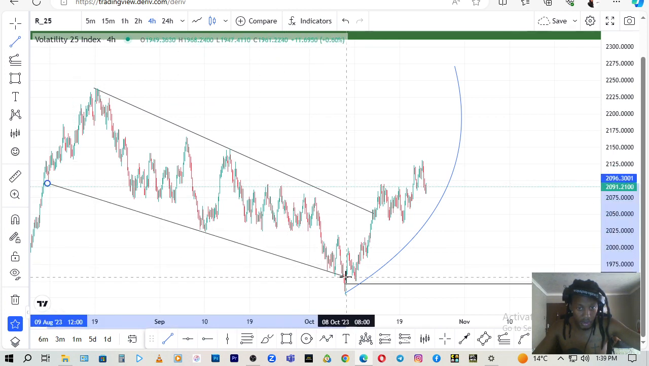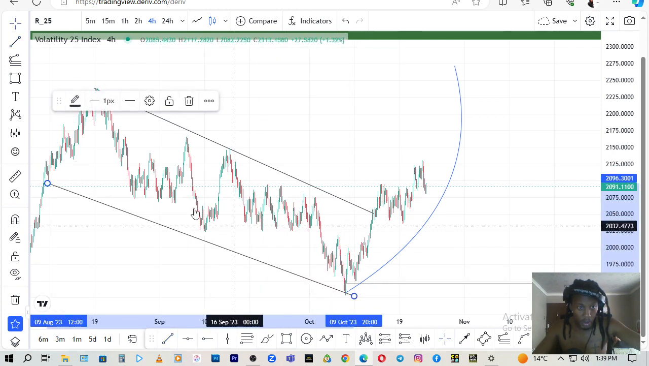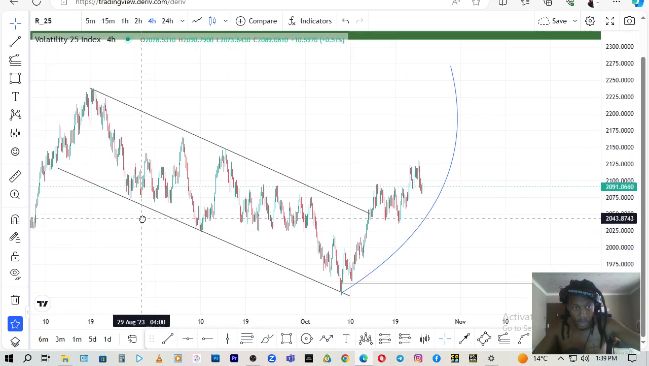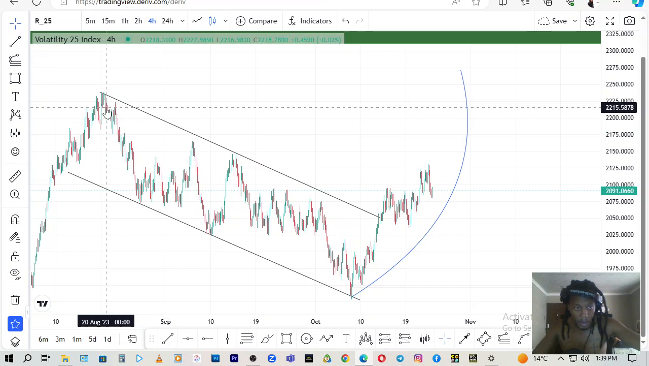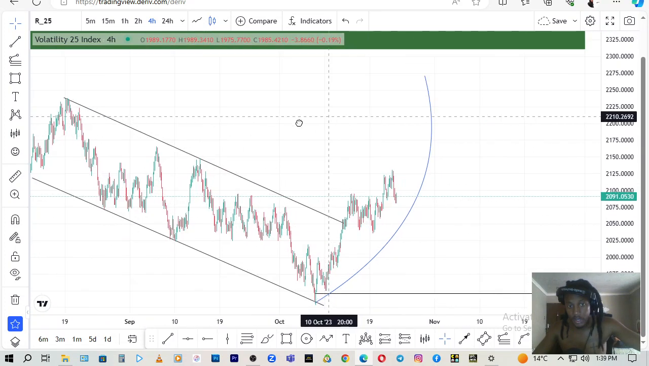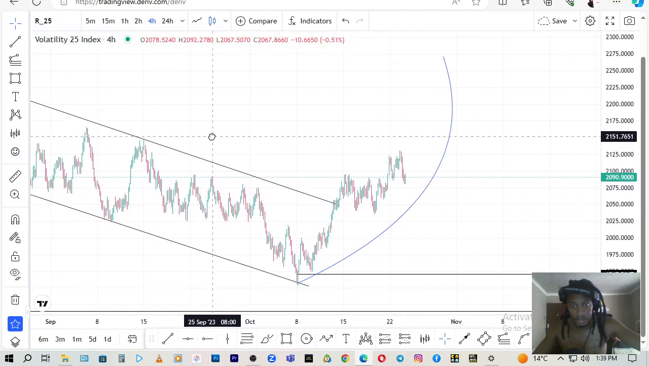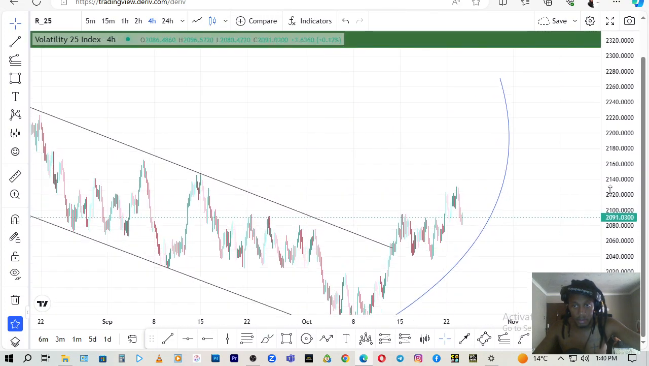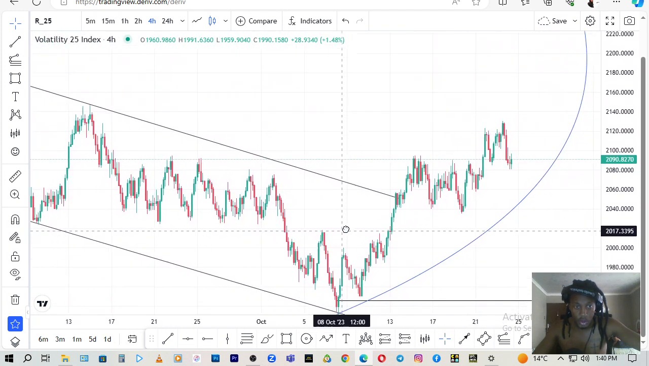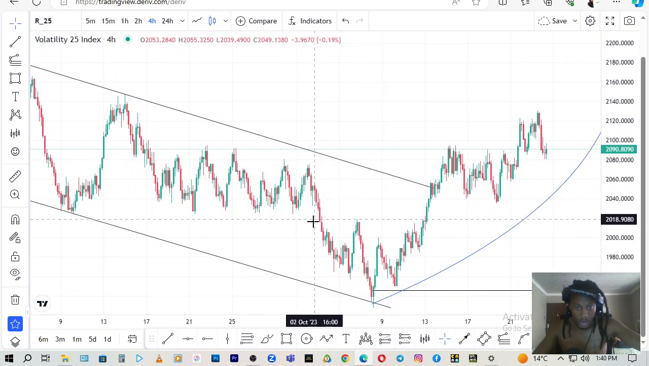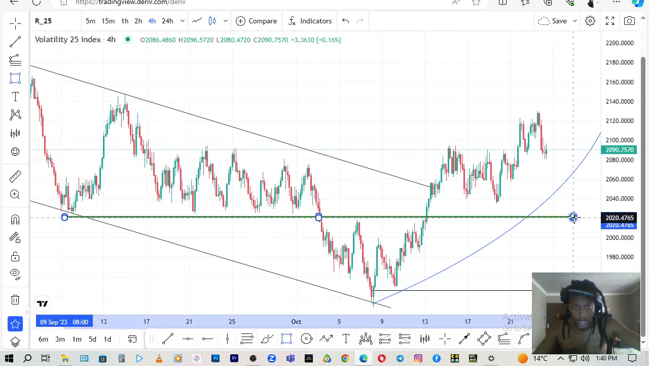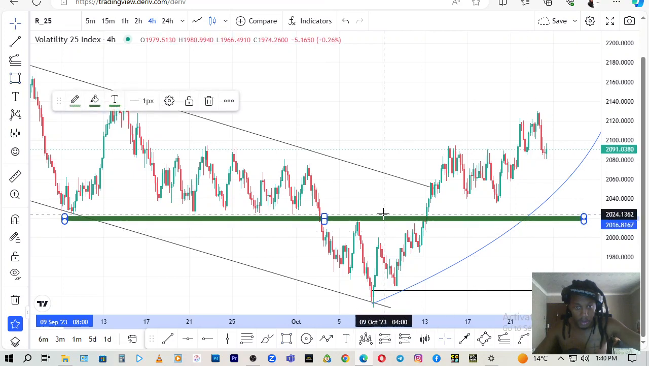Should I start here? Won't make sense. But overall, this is my correction, right? This is my 1, 2, 3, 4, 5. Okay, yeah. So overall, we are out of that correction phase. We might impulse at any time.